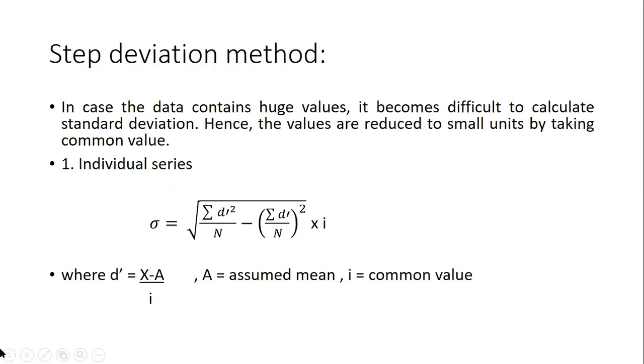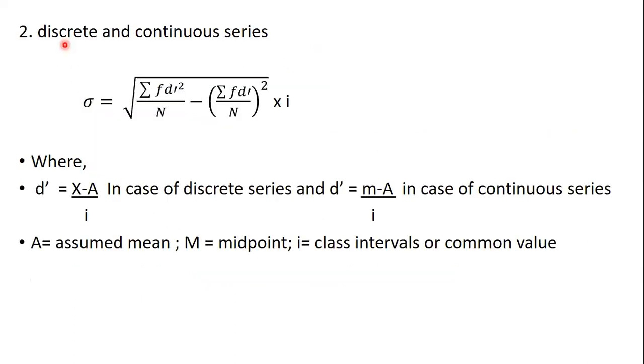Now I can be found out by just taking the difference between the numbers. And only if the numbers have a common value, you will be able to solve it under step deviation method. So that was for individual series. Now let's understand for discrete and continuous series.